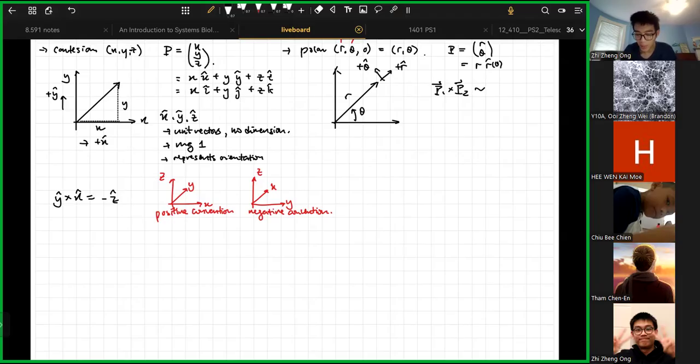Yes, so like in the perpendicular direction. It's perpendicular to the plane. Okay, cool. Enough review. Let's get started.